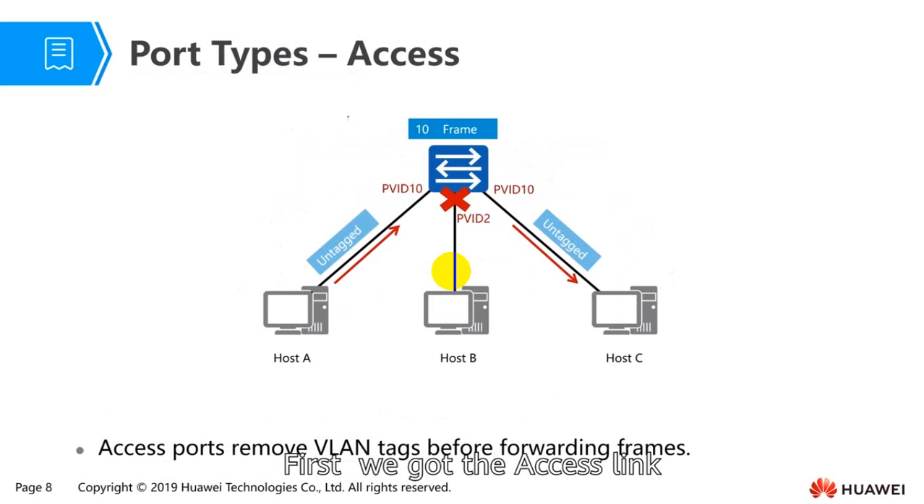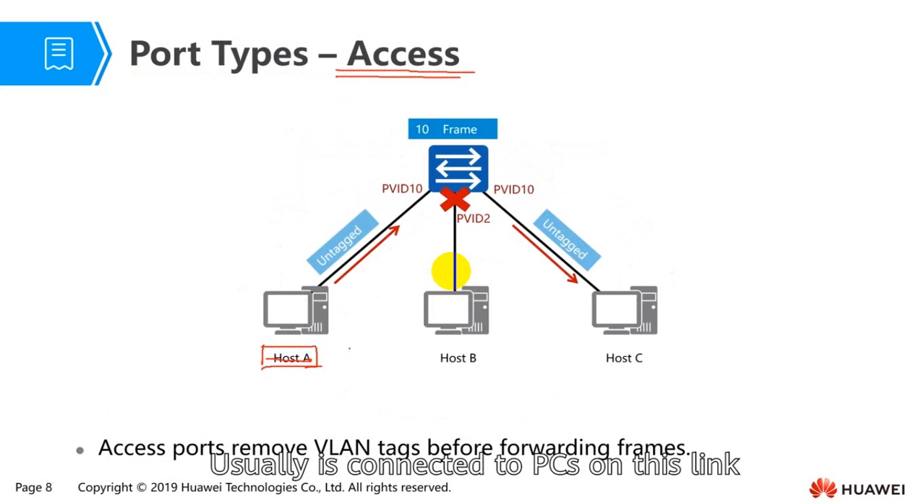And then first we have the access link. The access link is usually connected to PCs. On this link we send and receive untagged frames, and which VLAN this interface belongs to is configured on the switch by the PVID. The PVID is 10. That means this interface belongs to VLAN 10.